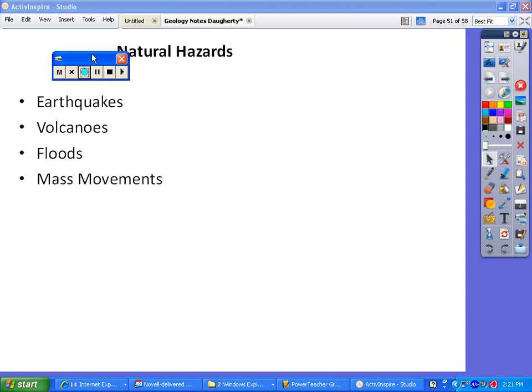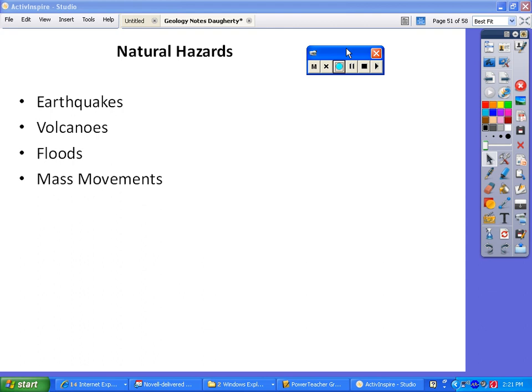Today we are doing very, very, very short notes, probably the shortest notes that you'll have, maybe all year. But we're going to really quickly talk about a couple of natural hazards because we're going to be doing earthquake and volcano activities in class. So some of the natural hazards that can occur due to geologic reasons would be earthquakes, volcanoes, floods, and mass movements.